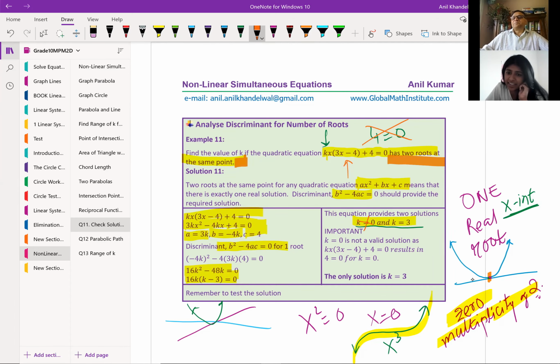Do you see that? So if you do not check back with the equation, you are going to answer incorrectly in your examination. You see that part? That is why I took this example once again. I mean, a similar kind, but with a difference. Do you understand? So the only solution is k equals 3.